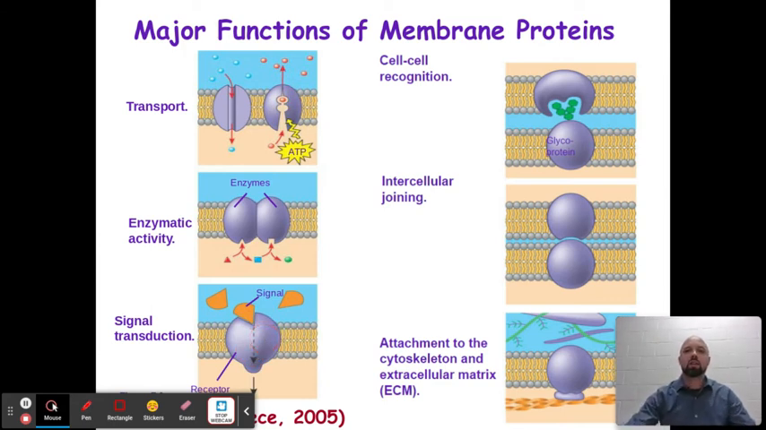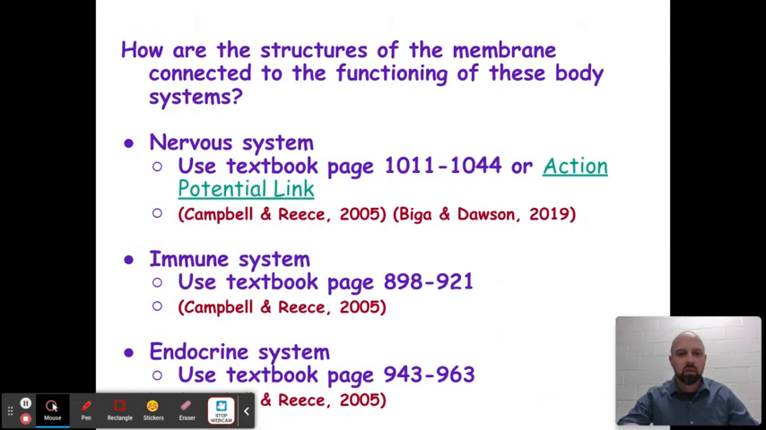We're going to have cell-to-cell recognition, and we'll talk more about that later, when they do the immune system. This is really important in the immune system, recognizing self versus not self, for instance. Intercellular joining with gap and tight junctions, we'll talk about that. And then interactions with the cytoskeleton and how that aids in the structure of a cell. So we'll talk about that briefly. This is when I really like to break this down.